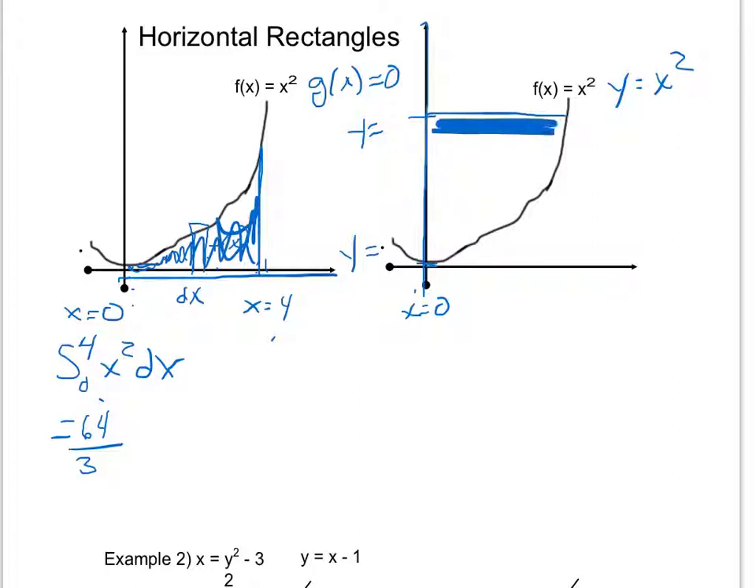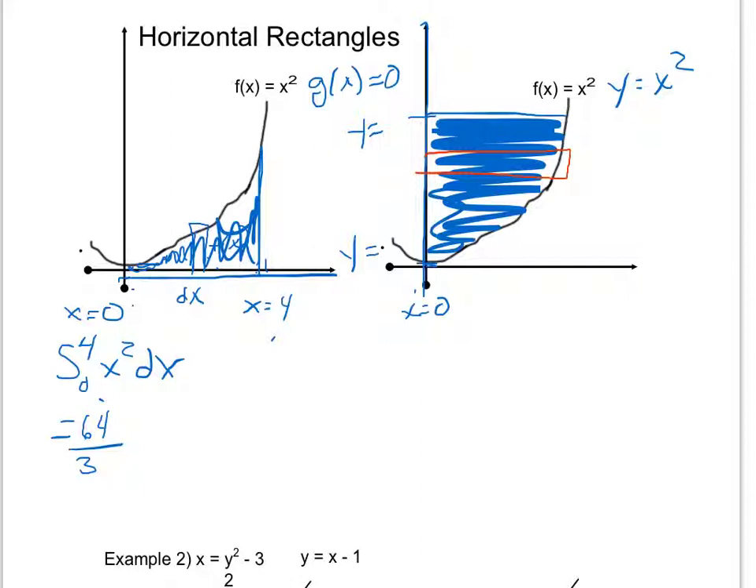I'm finding this area here because I'm now using horizontal rectangles, and I kind of missed my curve. Again, I don't know why I'm so off. I'm using horizontal rectangles instead. So how am I going to do this?